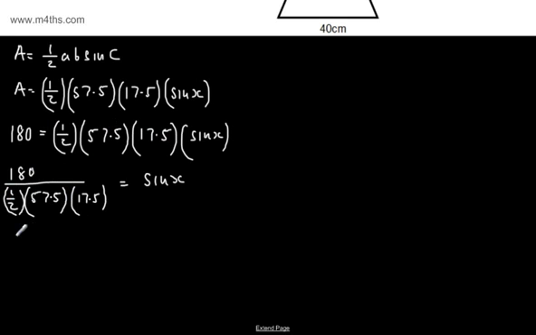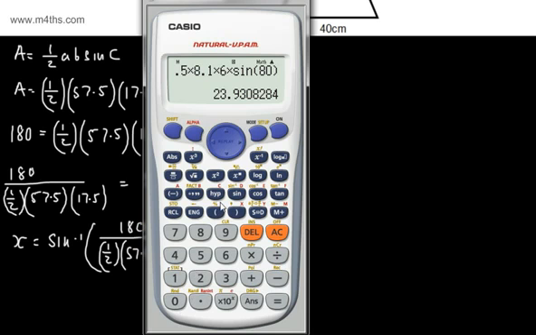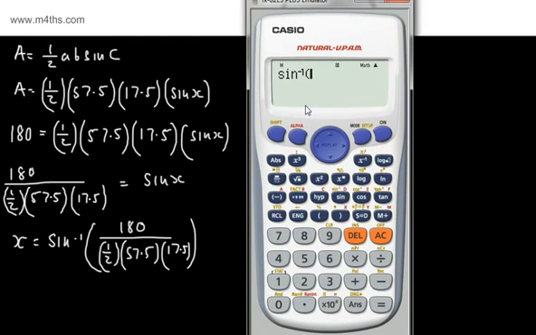So what we would say now is x will be equal to the inverse sine. We're finding the angle, so we're taking the inverse. On the calculator, that's shift sine. So what we're going to have then, 180 over 1/2 multiplied by 57.5 multiplied by 17.5, or whatever value you've simplified this to give. So again, check it's in degrees mode, shift mode 3. So what we're going to do is the inverse sine, so shift sine, and then we're going to simply feed this value in right here.